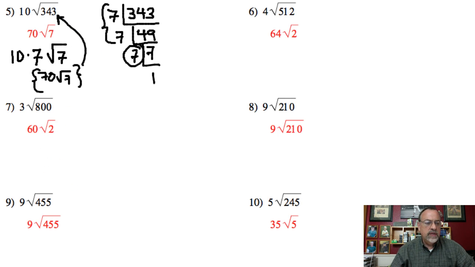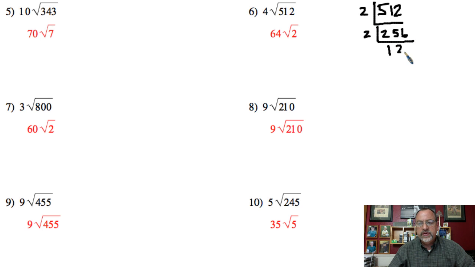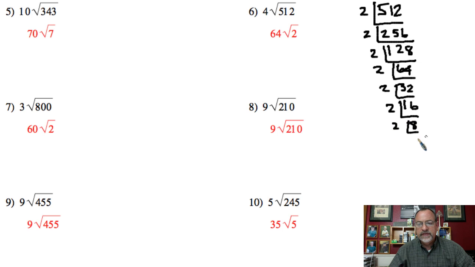All right, let's do a couple more just so we get the idea here. Over here at number 6, 4 square root of 512. So again, 512 we're going to do upside down or prime factor. So this is divisible by 2. So this is going to be 256. And then that's divisible by 2. So 128. And that's divisible by 2. That's divisible by 2. And then 16 is divisible by 2. 8 is divisible by 2. 4 is divisible by 2, and 2 is divisible by 2.